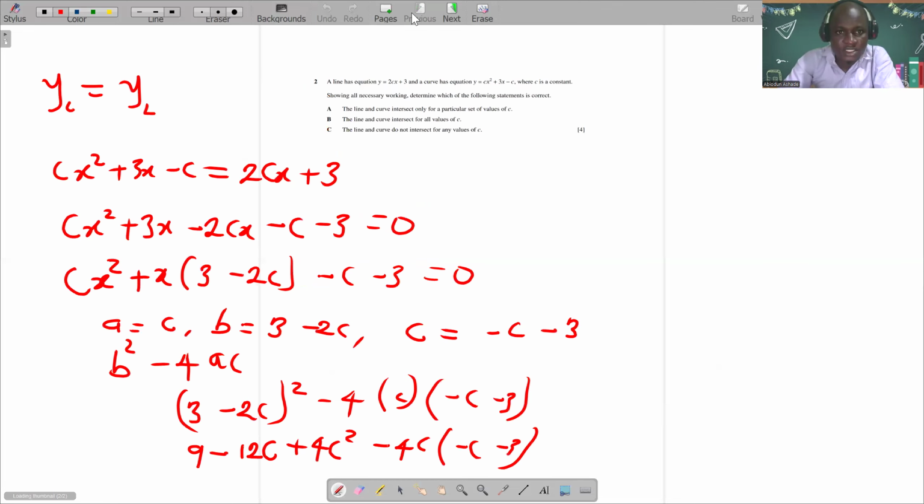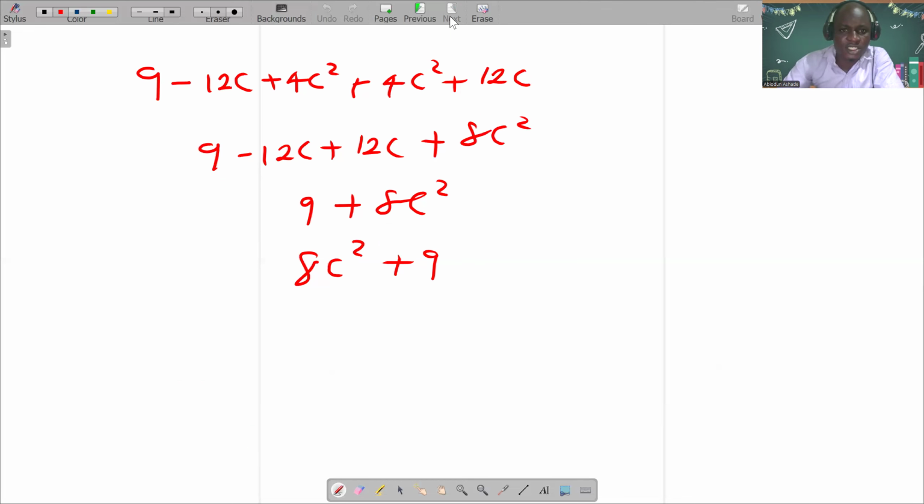If I now go to the option, I'm now saying that the line and the curve intersect only for a particular set of values of c. That means there is a particular set of values for c. This cannot work, because this expression will work for all values of c. Because for all values of c, 8c squared plus 9 will always be greater than 0.